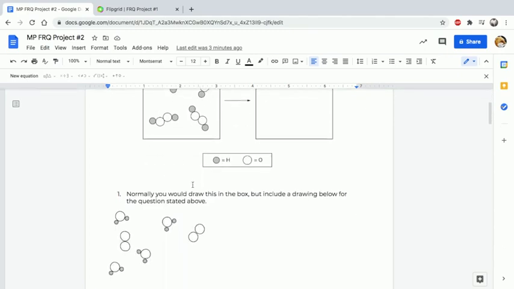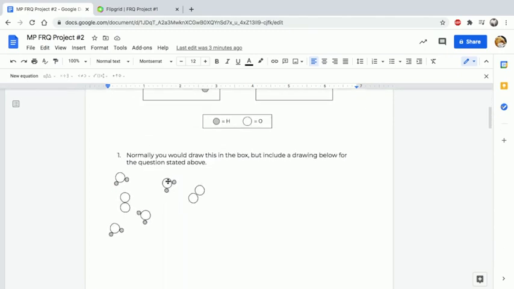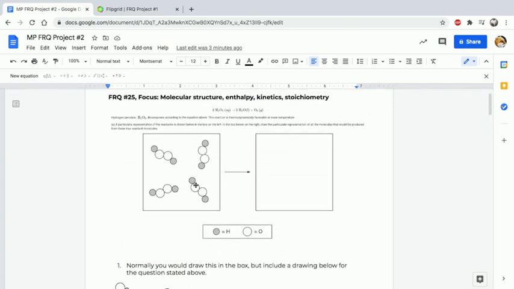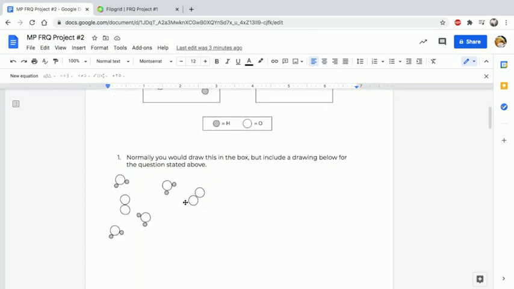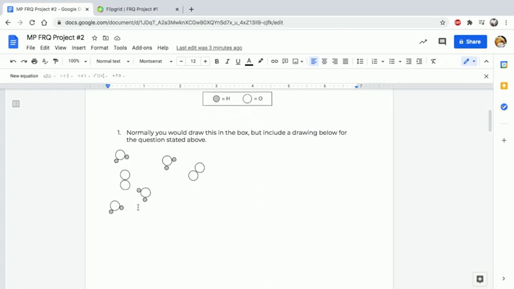So I started doing this down here. We have our 4 water molecules, leaving us with 4 oxygens, and we can just put them together with the O2 to make 2 O2 molecules. So we end up with 4 H2O molecules and 2 O2 molecules.